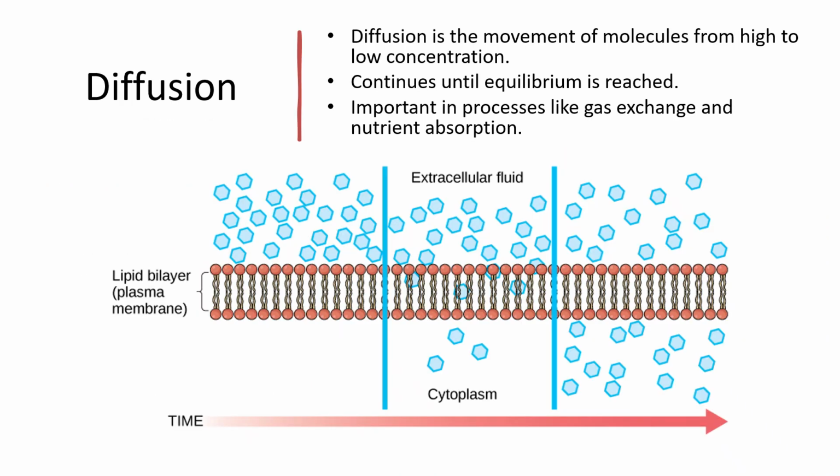Diffusion is the simplest type of passive transport. It involves molecules like gases or small lipids spreading out from areas where they're more concentrated to where they're less concentrated. This continues until equilibrium is reached, meaning the concentration is equal on both sides. Gas exchange in your lungs is a great example of diffusion at work.